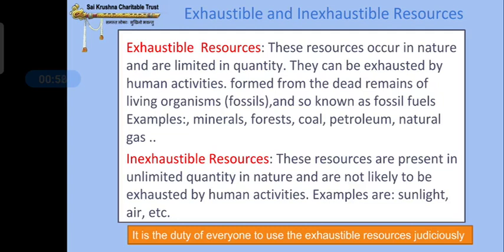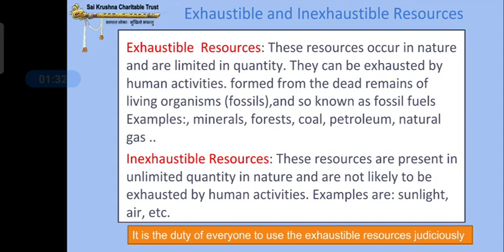Right? So what do we mean by an exhaustible natural resource? These resources occur in nature. Why is it called occurring in nature? Because they are natural resources. So natural resources are nothing but the resources which occur in nature. So an exhaustible natural resource is one of the natural resources. Therefore, these resources occur in nature and are limited in quantity. So whichever resources are limited in quantity and occur in nature are said to be exhaustible resources.